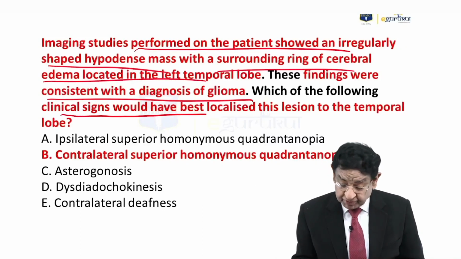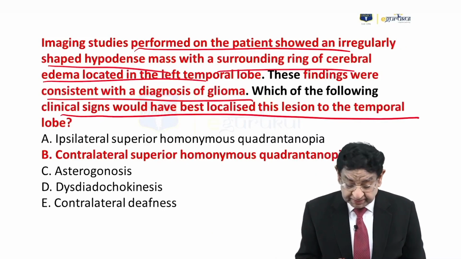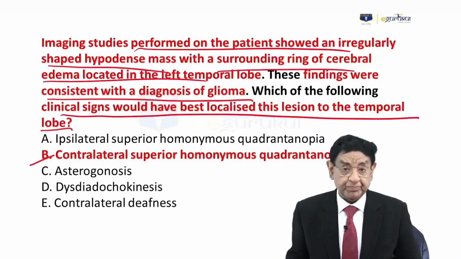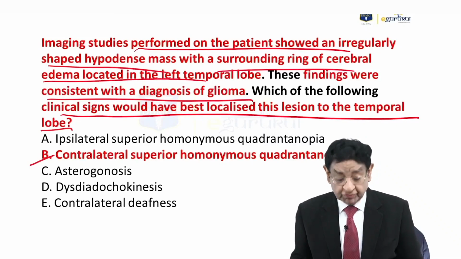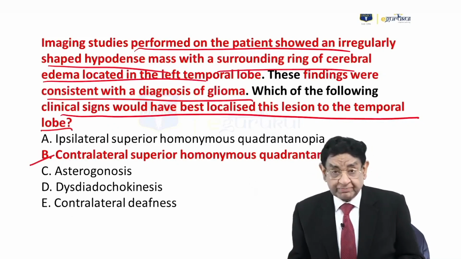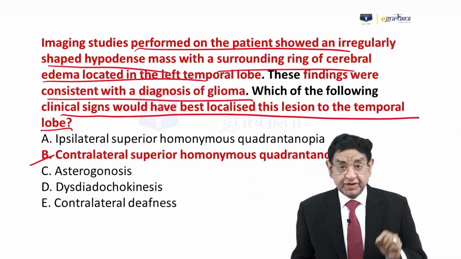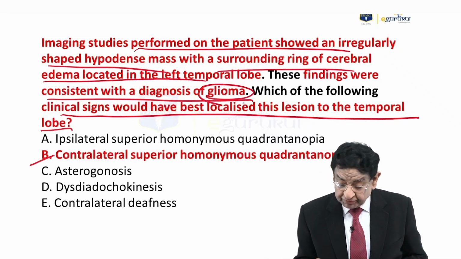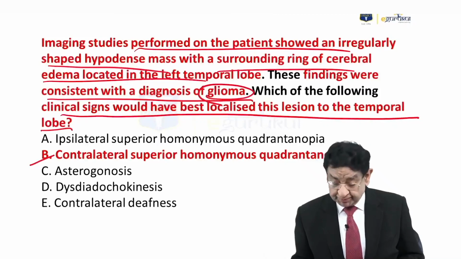Which clinical sign would best localize this lesion in the temporal lobe? The answer to this question is contralateral superior homonymous hemianopia. Why this? Why not others? Well, before I proceed further, let me give you a very important clue for the question. This is a glioma, which is a type of astrocytoma.